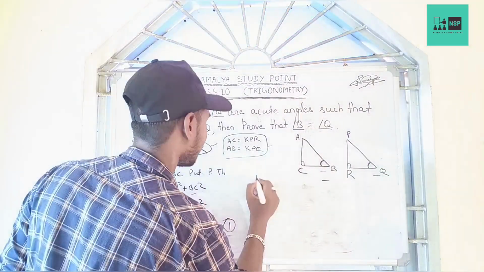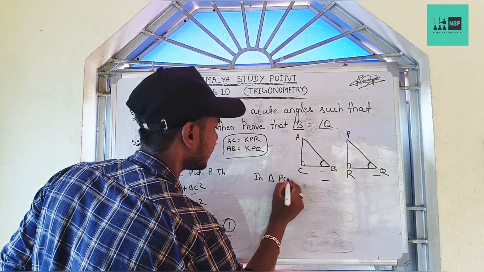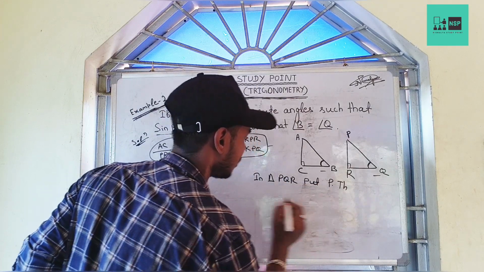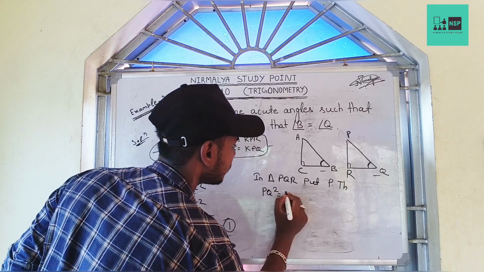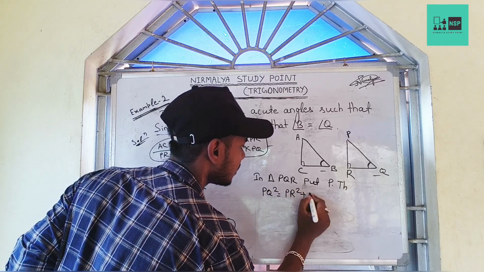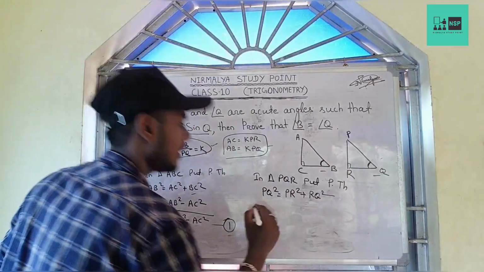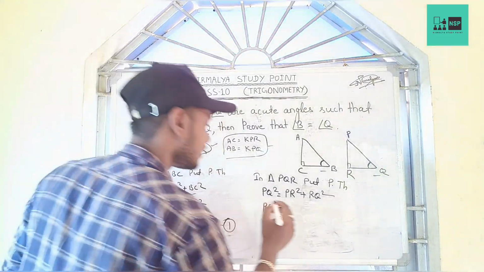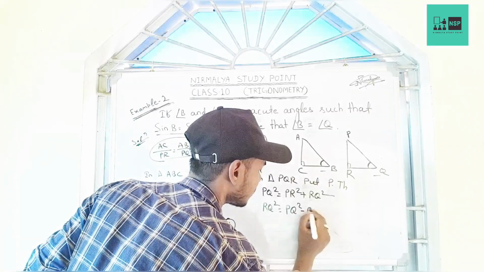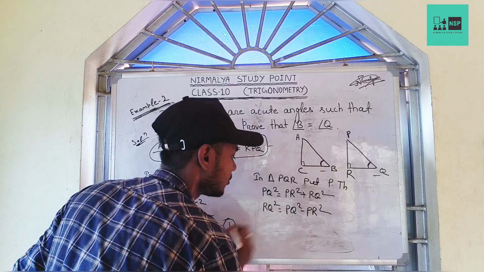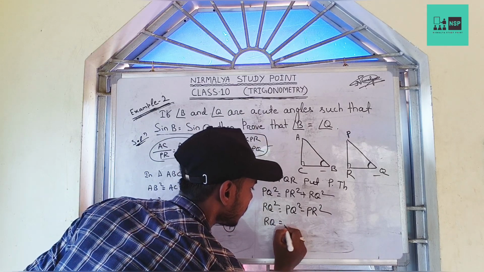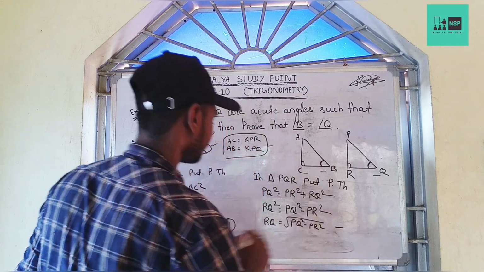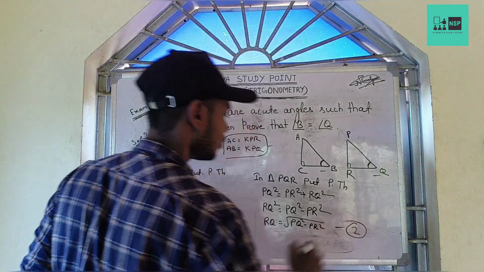Like that, in triangle PQR, put the Pythagoras theorem. Here PQ square is equal to what? PR square plus RQ square. If I find out the value of RQ, what will be the answer? RQ square is equal to PQ square minus PR square. If I remove the square, that is RQ is equal to root over of PQ square minus PR square. This is your equation 2.